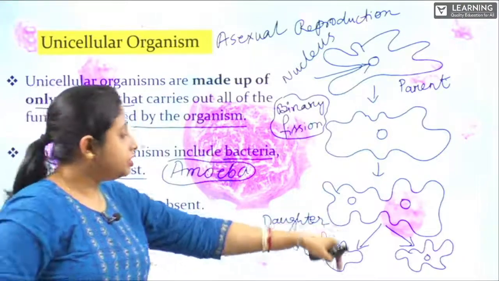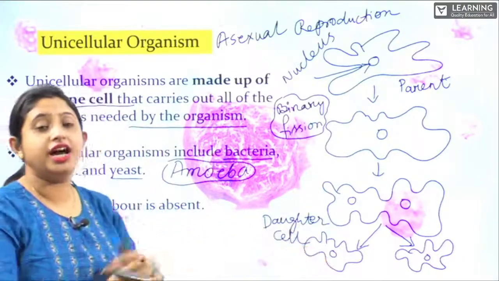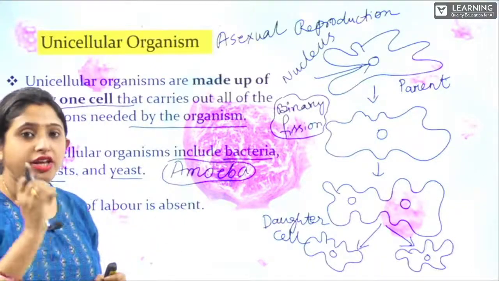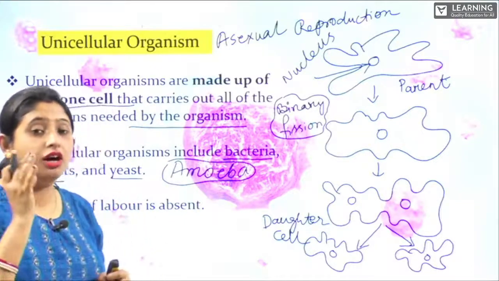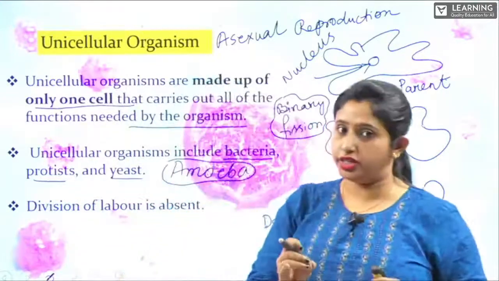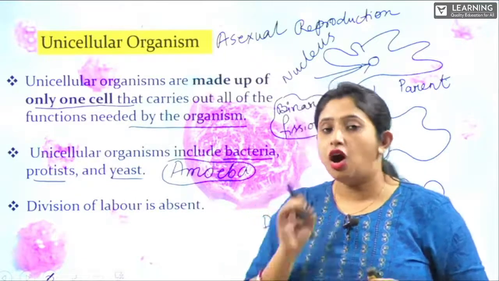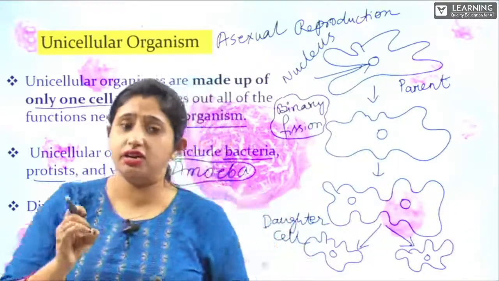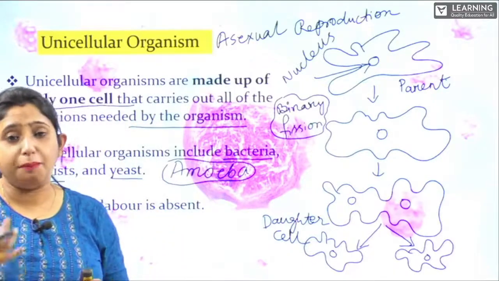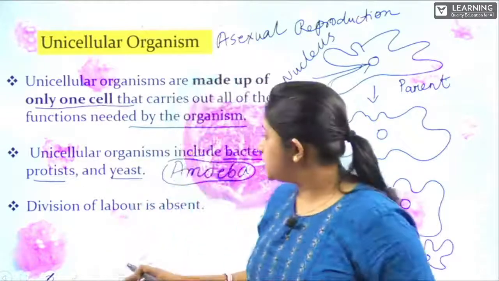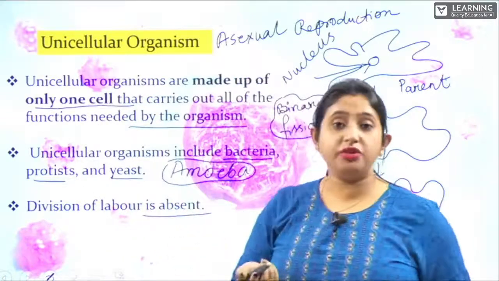All right. Now this daughter cell, again, it has the capacity to divide. So they multiply at a very faster rate. Okay, the multiplication is very faster in case of the unicellular organisms or the prokaryotic organism. They multiply at a very faster rate. For example, bacteria, okay, so they can multiply rapidly. Is that clear? So yes, next, division of labor is absent.